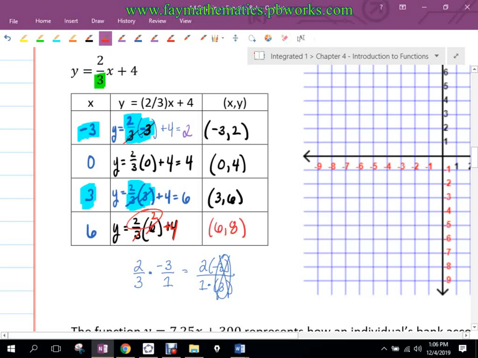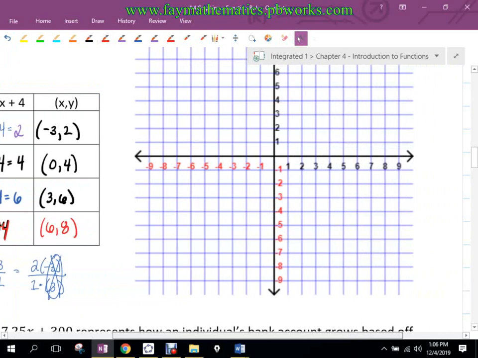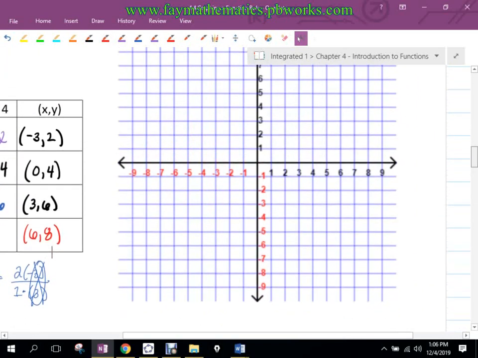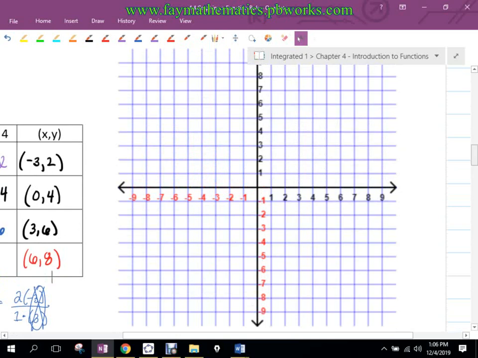Is that all right? So we can go over and plot those. And tell me, guys, if I'm going too fast with plotting points, if you need me to slow down, let me know. If I need to speed up, let me know. If I go from 0, 0, where do I need to go to plot that first point, -3, 2? Left 3 and up 2.